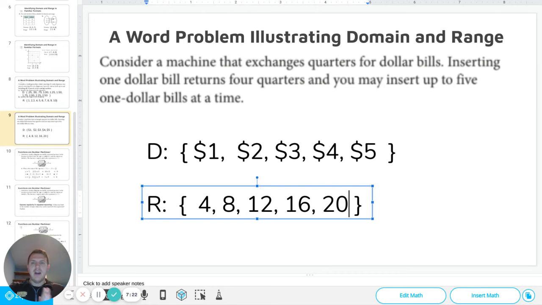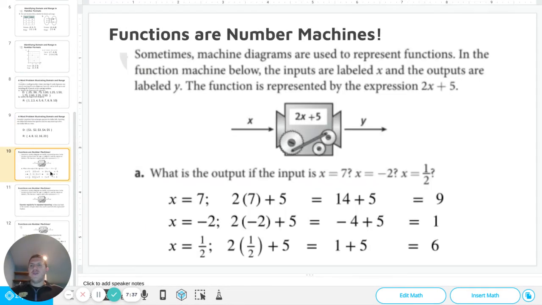Now, a thing that might come up is, can we put in a fraction of a dollar? Which, I mean, that'd be 50 cents, but can we get 50 cents out of a machine? That would make no sense. So in this case, we're looking at just whole number dollars here. Okay, so functions, as you probably have already seen, are number machines. We put a number in, we get a different number out. Might be a different number, it could be just one number. But in this case, sometimes a machine diagram is used to represent functions, kind of like what we have right here.